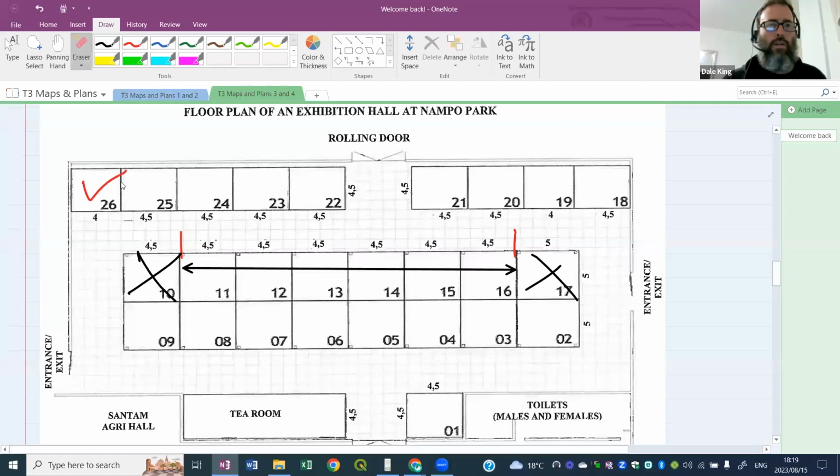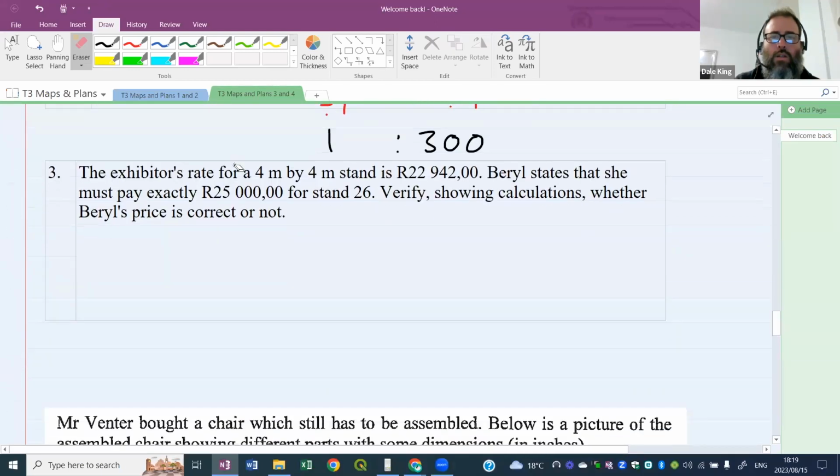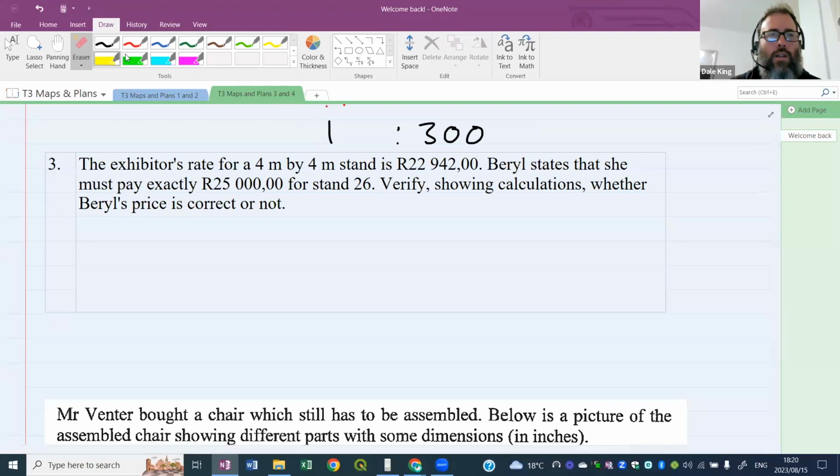Stand 26. Beryl says for this stand, she has to pay 25,000 Rand. But a 4 by 4 meter, where's the 4 by 4 meter? Oh, it's not even on here. It must be somewhere else. For a 4 by 4 meter stand, you have to pay 22,900 something. But for this one, stand 26, you paid 25,000 Rand. Is that 25,000 Rand correct? If a 4 by 4 meter stand is 20,942. What on earth do I do here, ladies and gentlemen?